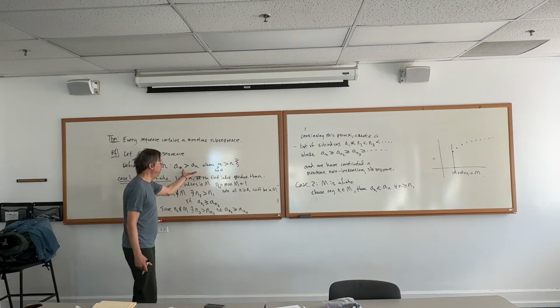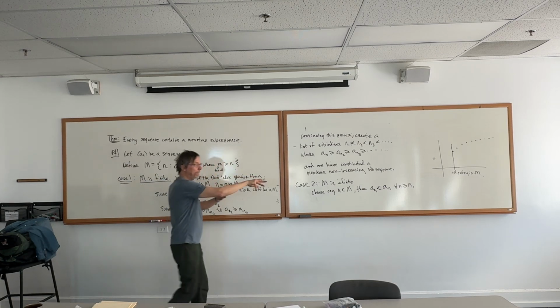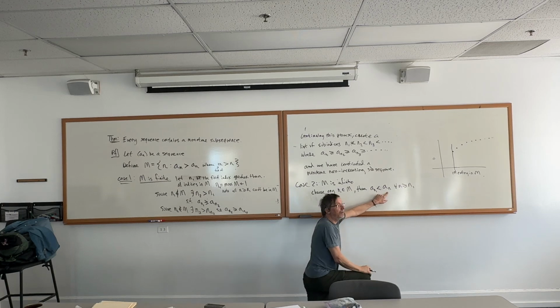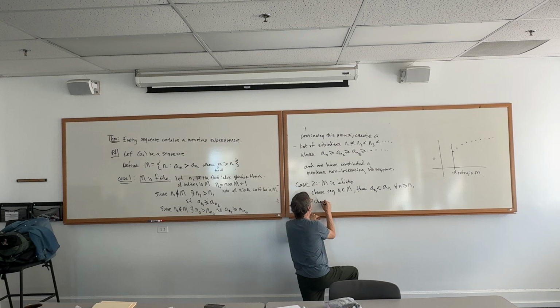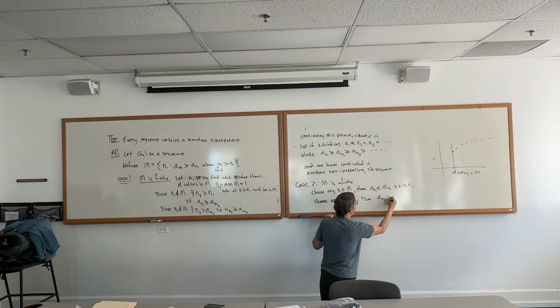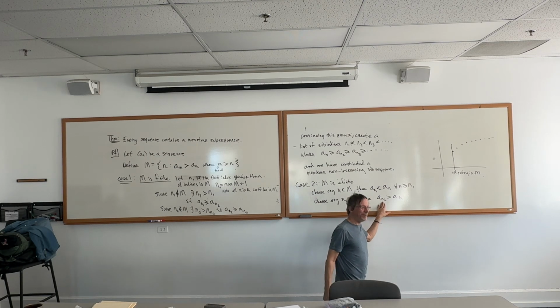To be in M means everybody to your right is bigger than you. So that's N1. That means I can easily find an N2. Just pick any one to my right. Choose any N2 that's bigger than N1. Then, just because of this, A sub N2 is bigger than A sub N1. And everything to the right of N2 must be bigger than A sub N2.